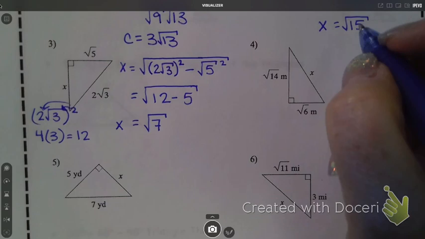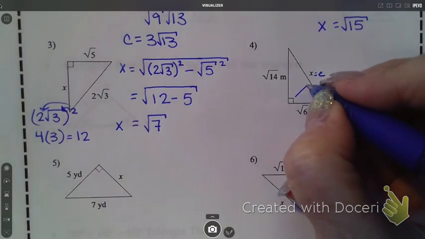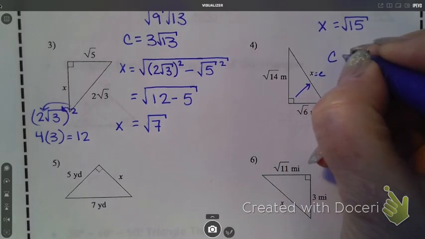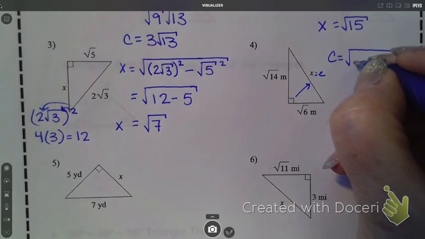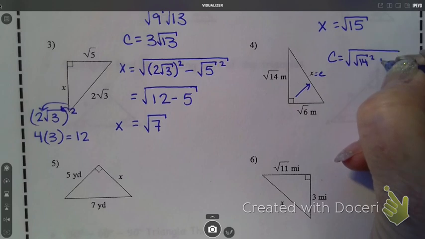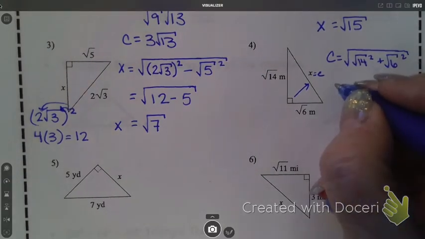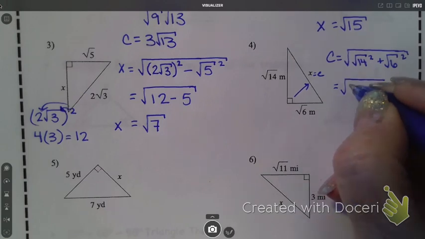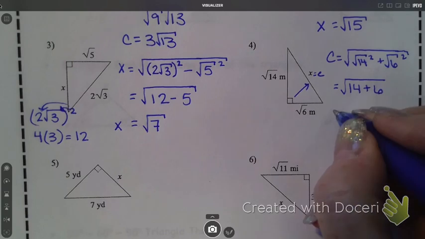Okay, leg or hypotenuse? Hypotenuse. It's across from the right angle. So c equals the square root of the square root of 14 squared plus the square root of 6 squared. I'm just plugging it right into the formula, aren't I? When I square the square root of 14, I get 14. When I square the square root of 6, I get 6. So I get the square root of 20.